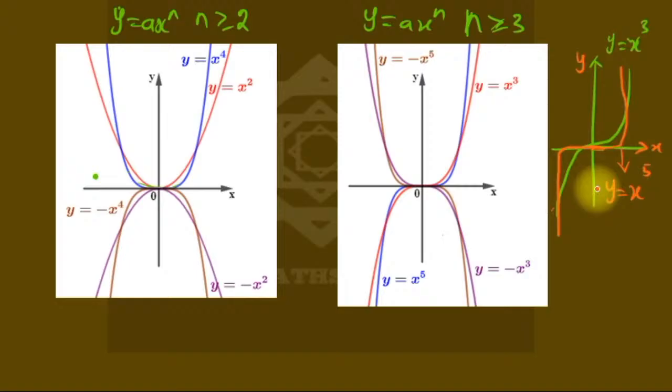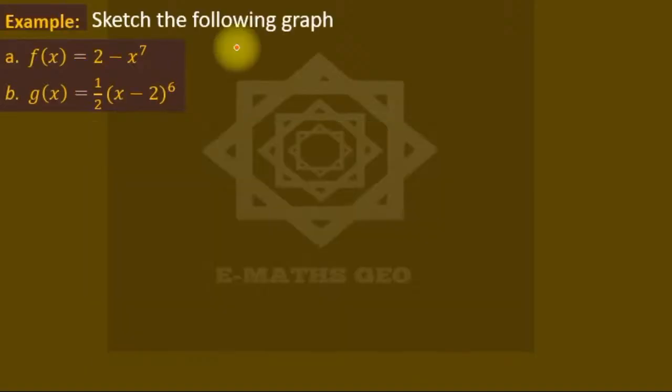That's the graph here. So let's sketch this. For example, we have to sketch this graph. Before I do this, let's revise something we know before: graph transformation, because we are going to transform this graph.